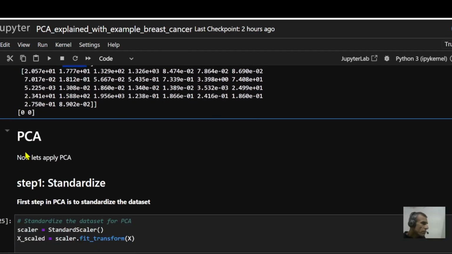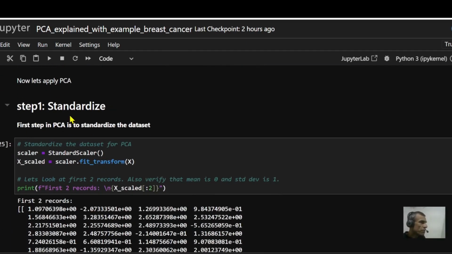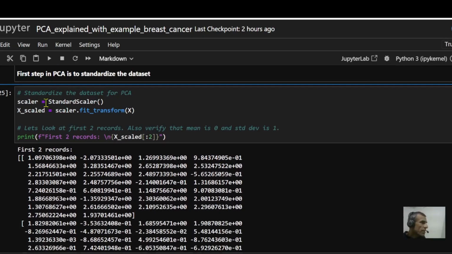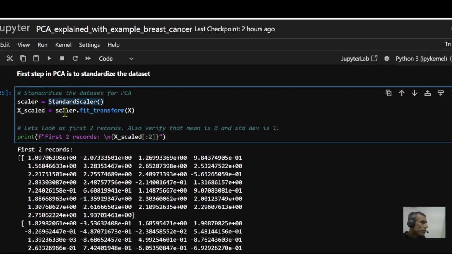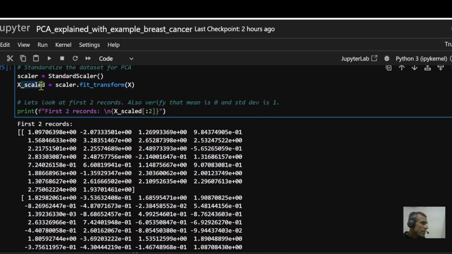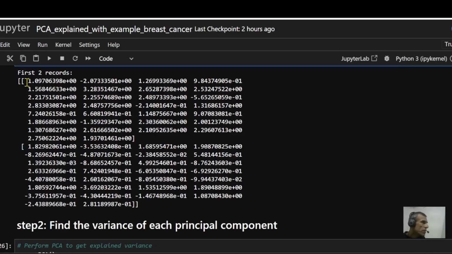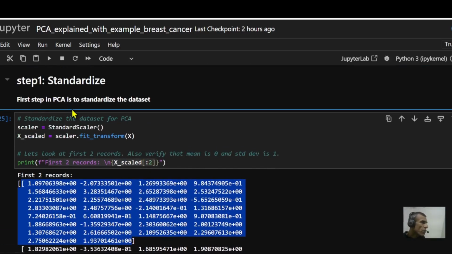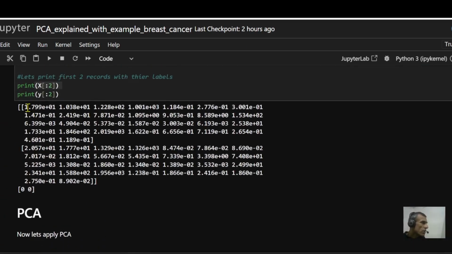Okay, now let's apply PCA. Step 1: you want to make sure you standardize your data. So in this case, I'm using StandardScaler. I'm feeding my X to that. X is my feature space. It creates an X scaled feature space. Then I'm printing the first two records of my feature space, and these are my first two records. So my first record, if you recall, was this right here.